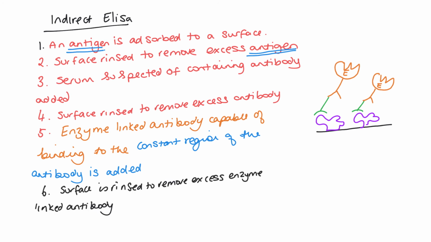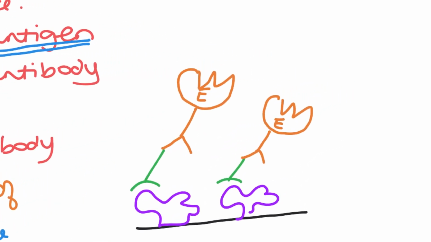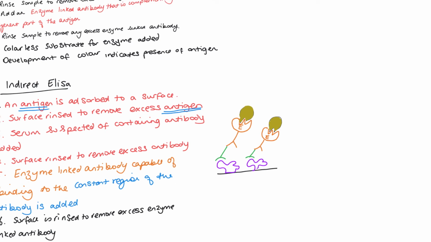Surprise, the surface is rinsed to remove any excess enzyme-linked antibody, and then we're going to add the colourless substrate of the enzyme. And when the colourless substrate of the enzyme is added, the enzyme will catalyse a colour change. That colour change will be visible, so the development of the colour indicates the presence of the particular antibody that you are testing for.